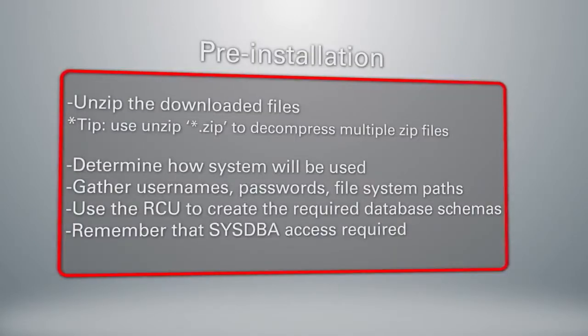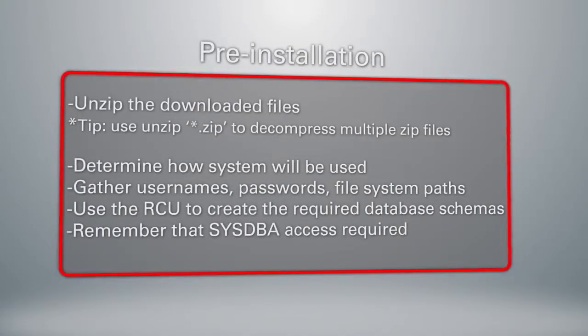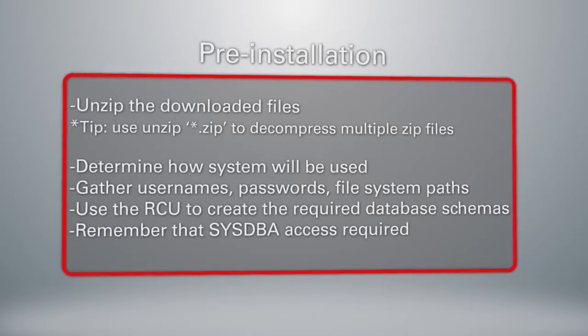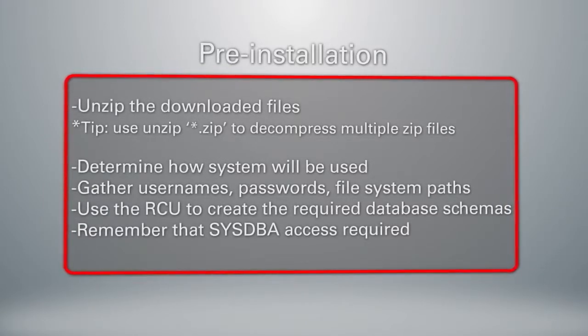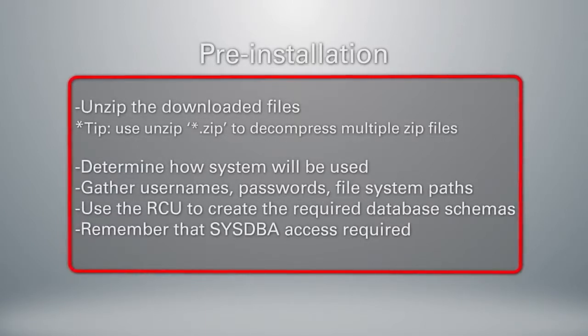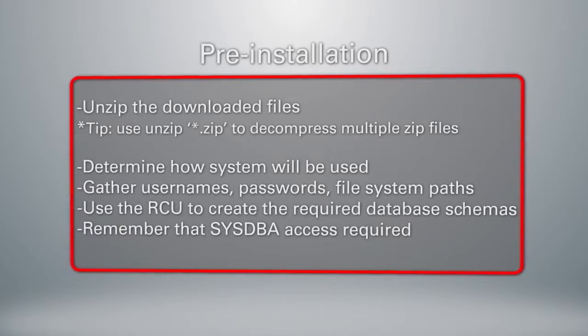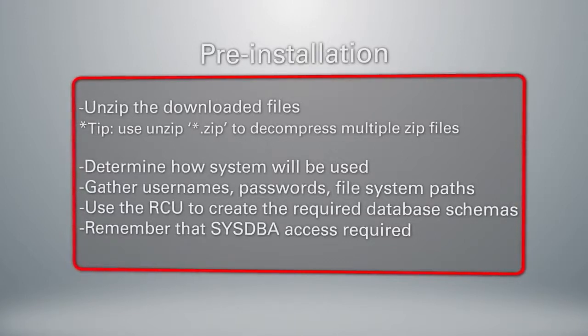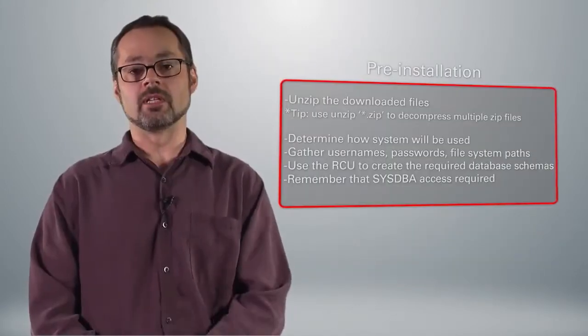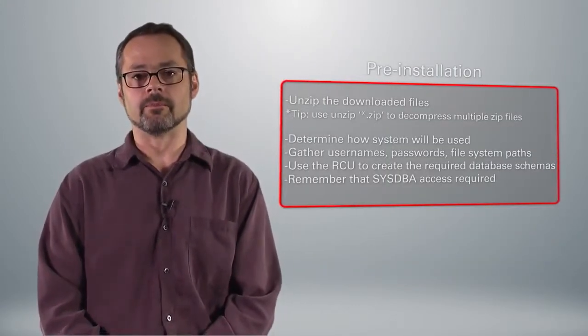Now, before you install Oracle Business Intelligence, there are some prerequisites that you need to get in place. The first one is to unzip the files. And a quick tip for you, when unzipping multiple zip files, use the command in Linux, for example, unzip "*.zip", and that will unzip multiple files in one go.